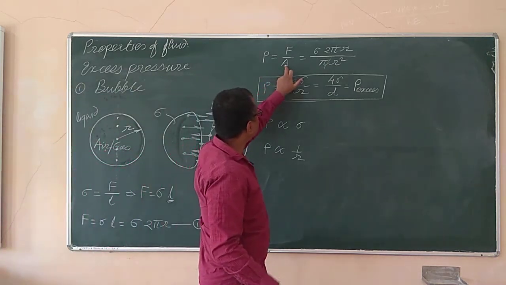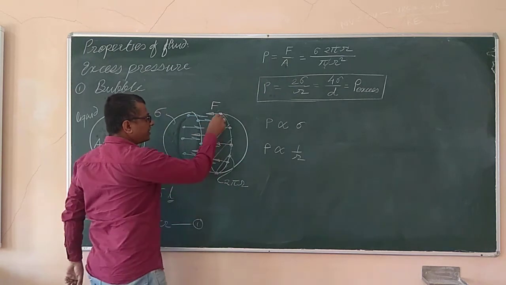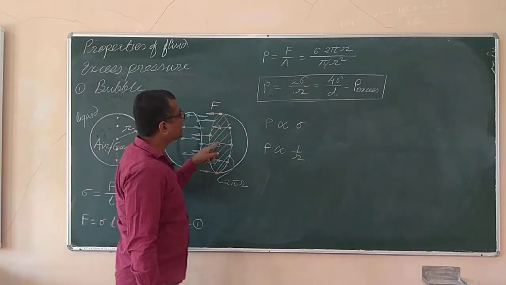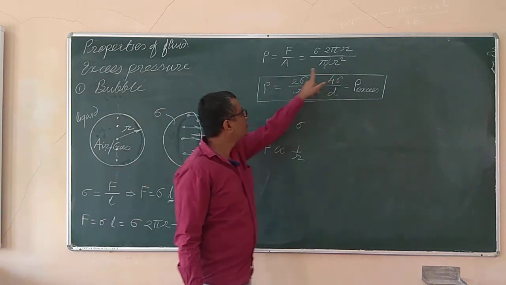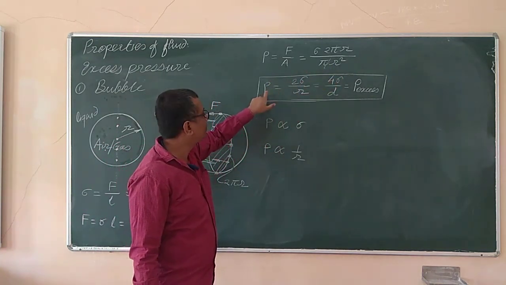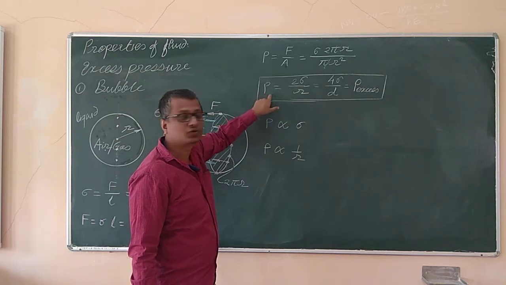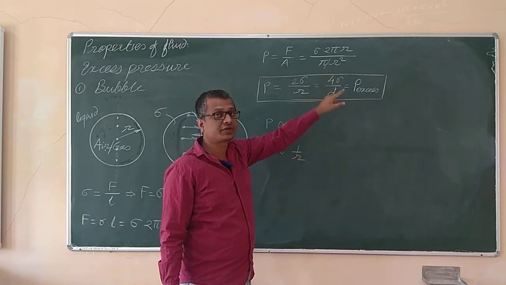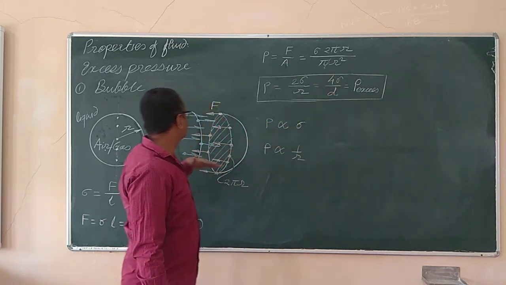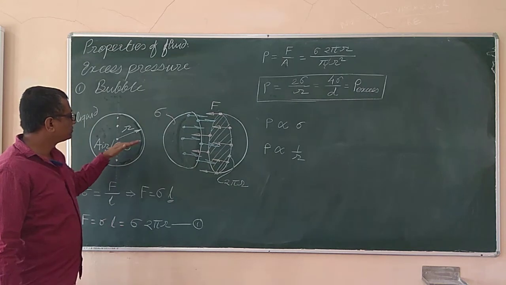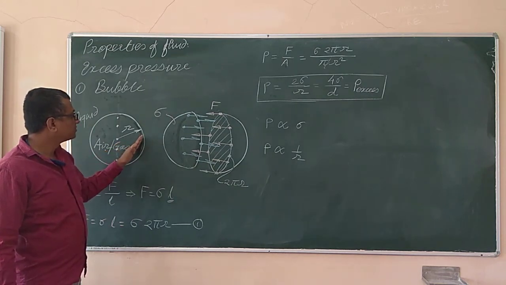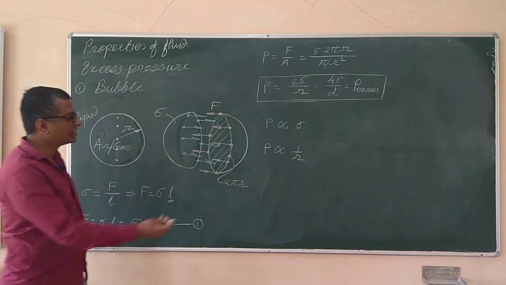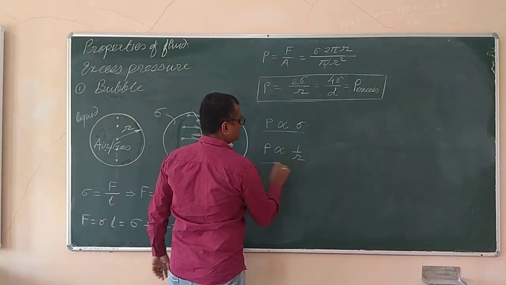Now the force acting on the periphery is equal to sigma into 2 pi r, and on how much area is that force acting? This much is the shaded area on which the force due to the surface tension is acting. And how much is this area? This area is equal to pi r square. So you will get the excess pressure equal to 2 sigma by r or 4 sigma by d. Remember, this is the excess pressure, not the regular pressure. That is, the pressure higher than the surrounding pressure. And obviously these two relations are also applicable for this case.